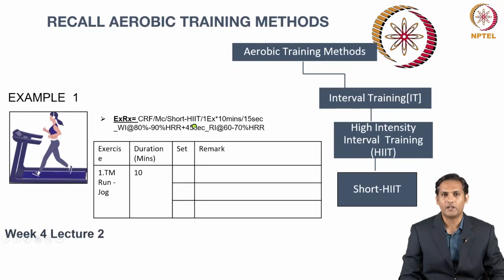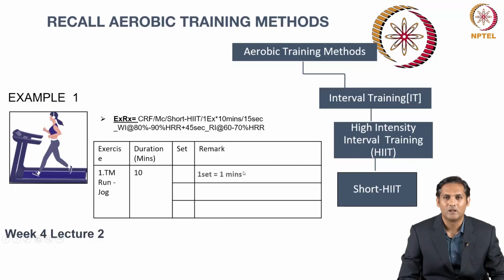Because it is an HIIT, you have to define work interval and rest interval. In this prescription, work interval is 15 seconds and rest interval is 45 seconds. Then you define the intensity at which you are going to perform the 15 seconds of work interval and 45 seconds of rest interval. In the given example, the intensity of work interval is 80 to 90% of HRR, and intensity of rest interval is 60 to 70% of HRR.